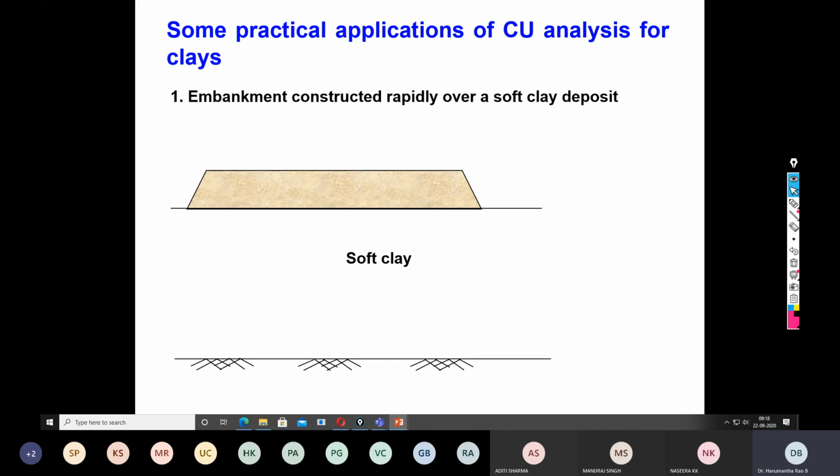So, but in case of the CU, even this one is also a long-term process, but this is intermediate. So the consolidated undrained condition arises after the finishing of the construction. Okay, but not in the long term.